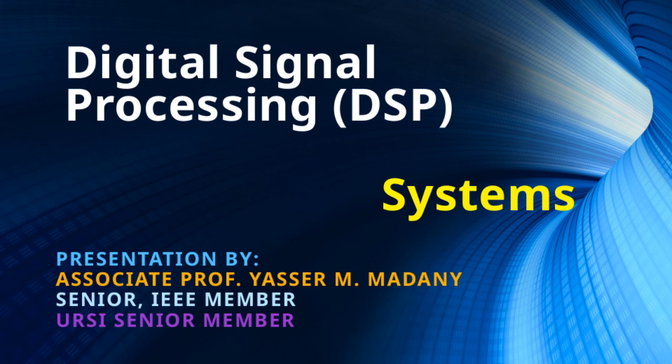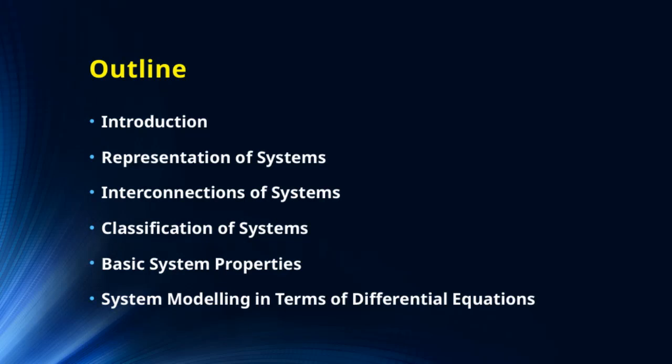Let's get started. Let's begin by exploring the concept of introduction. Here, we'll set the stage for understanding what systems are and why they are fundamental in various fields. Moving on, we'll look at the representation of systems, which involves how we visually and mathematically describe different systems to analyze them effectively. Next, we'll discuss the interconnections of systems, emphasizing how systems interact and influence one another in complex networks. After that, we'll cover the classification of systems, helping us categorize different types based on their characteristics and behavior.